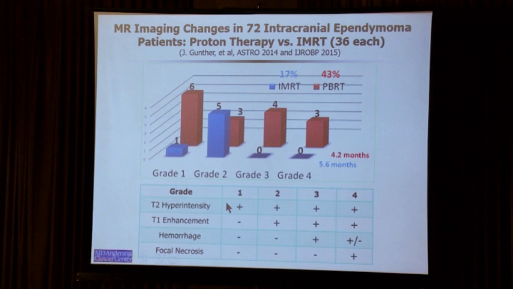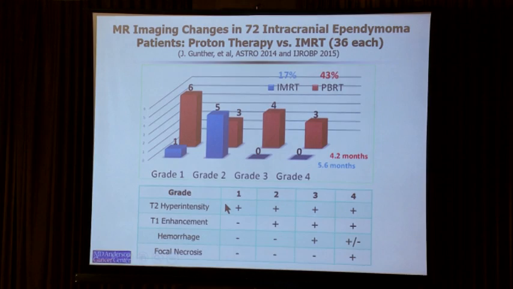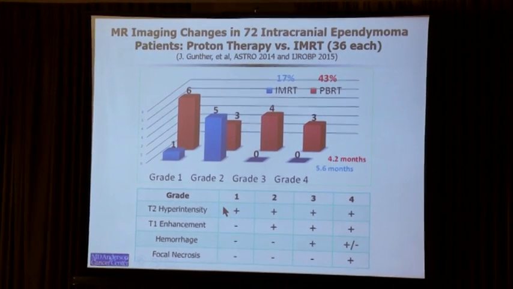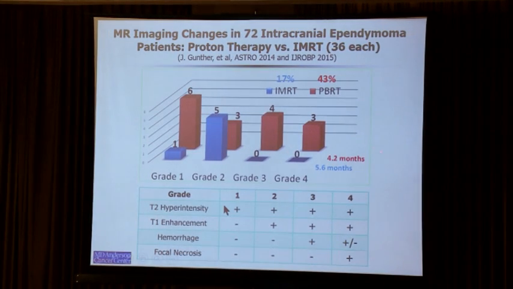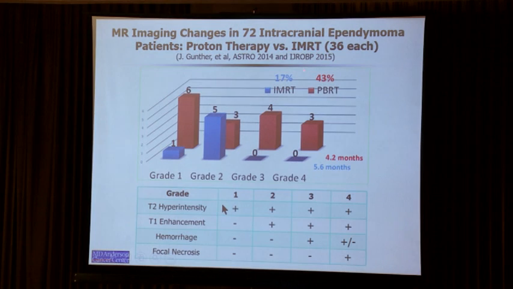So here is one example that was presented by one of our residents, Jillian Gunther, at the ASTRO meeting in 2014, and since then it isn't published. What you see is the changes in magnetic resonance images, and these are 36 proton patients and 36 photon patients. They're matched pairs. And what she found, in this retrospective analysis of patients, is that the intensity of the images changed as a result of irradiation, and their changes were greater.